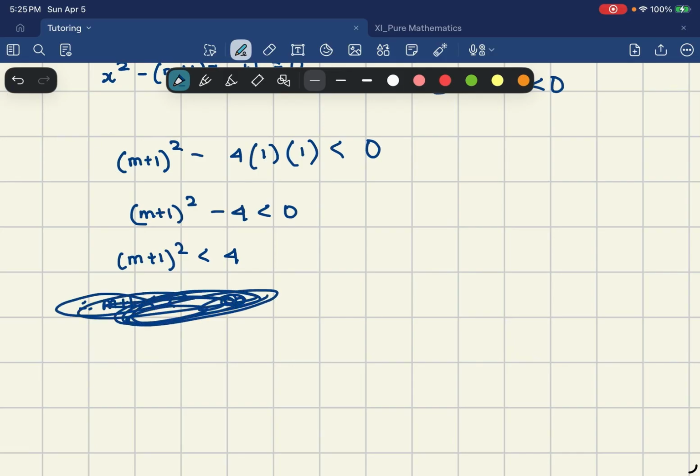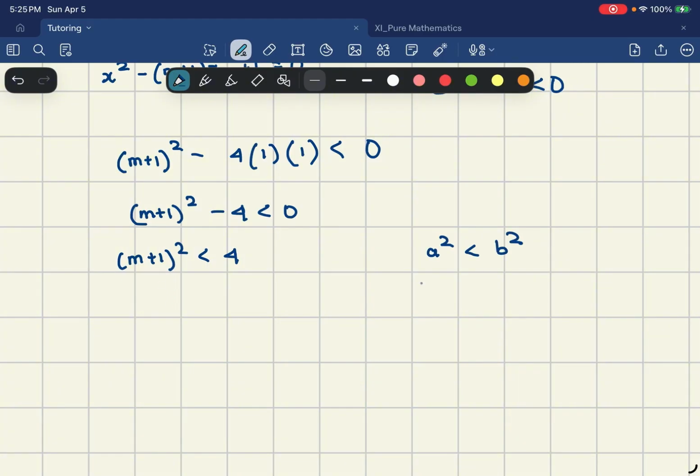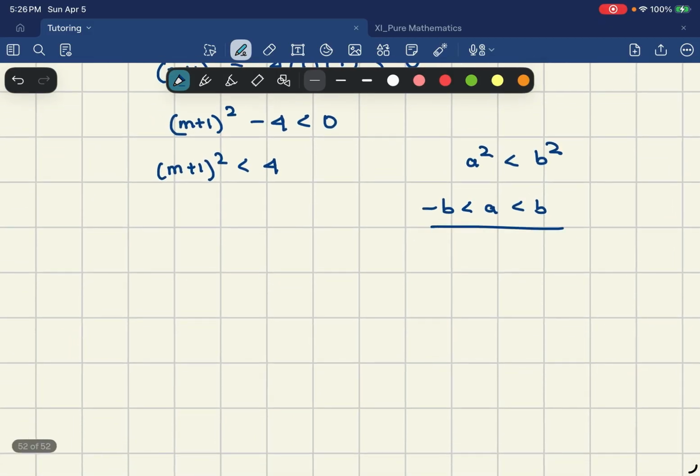So if you have this condition, now it's not greater anymore, right? If you have a squared less than b squared, then a is bounded as follows. As long as a is between negative b and positive b, the square will be less than b squared. So this is the idea that we are going to use. And you can sort of think why this is true.